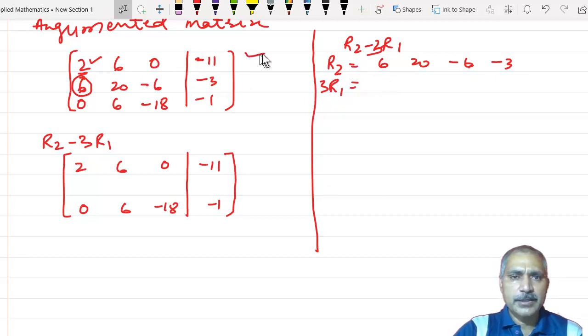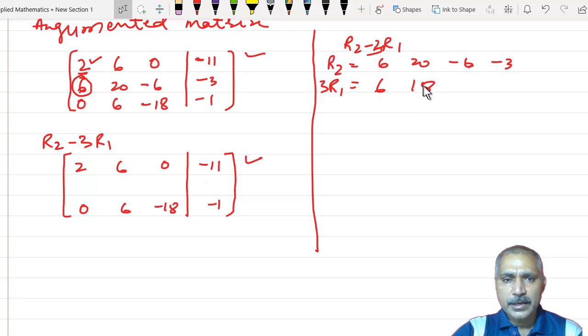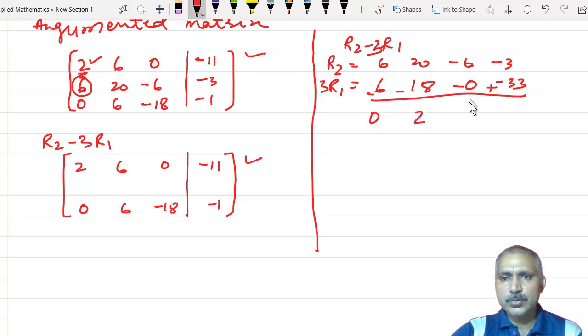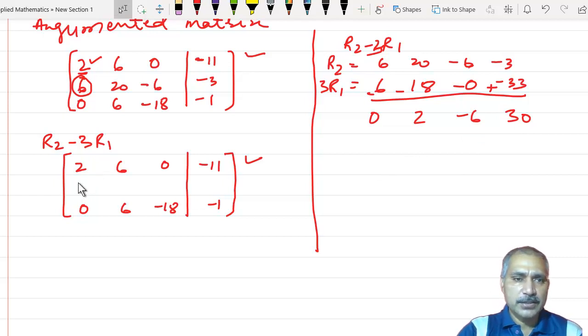we will be multiplying this row number 1 by 3. So 3 2s are 6, 3 6s are 18, 3 zeros are 0, and 3 into 11 with the minus sign is going to be minus 33. We are going to subtract this one, sign will change, this will become 0, 20 minus 18 is 2, 6 minus 0 will remain minus 6, and minus 3 plus 33 will become 30. So we got the answer for this, that is 0, 2, minus 6 and 30.